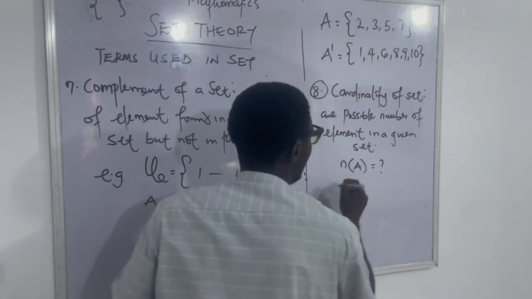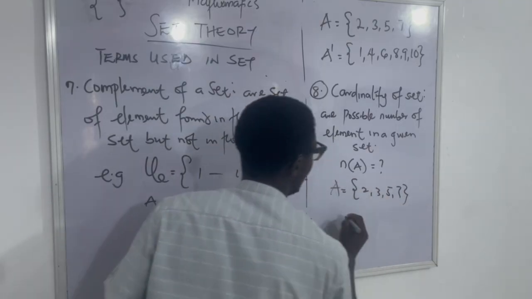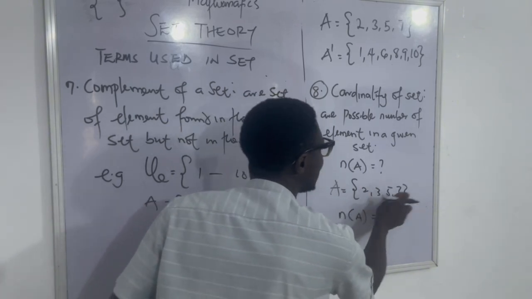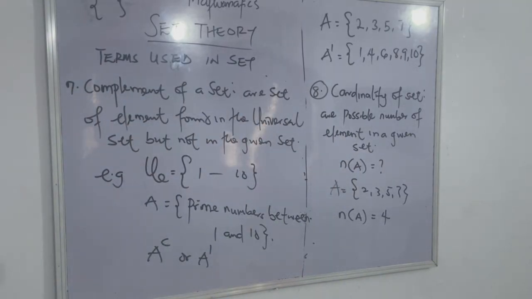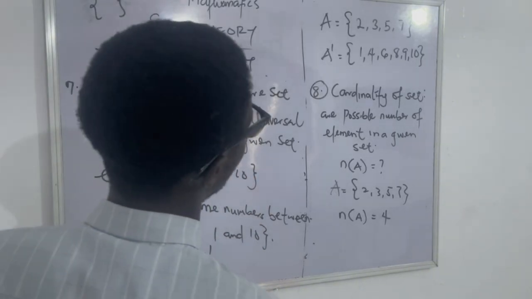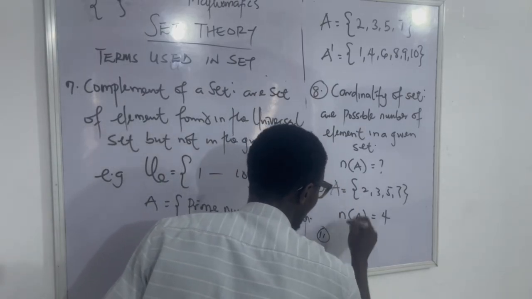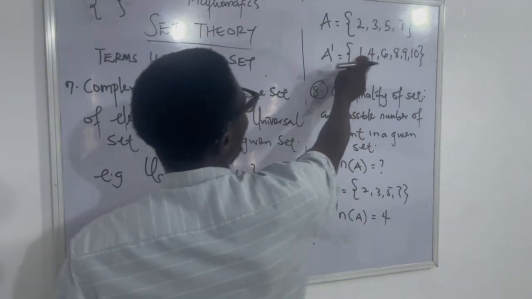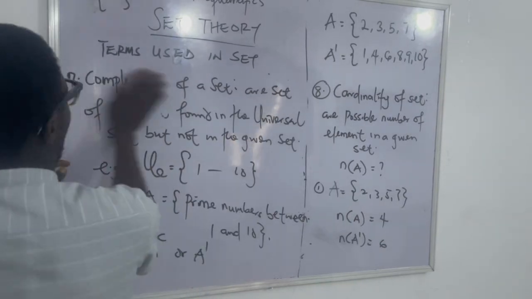That's 1, 2, 3. Let's say, for example, A is what? 2, 3, 5, 7. Then I said find n of A. Are we together? You will just put 1, 2, 3, 4. The final answer is what? 4. So because those are what? The number of elements in that what? In that set. So if they ask you that n of A complement, you should find a possible number of elements in what? In A complement.